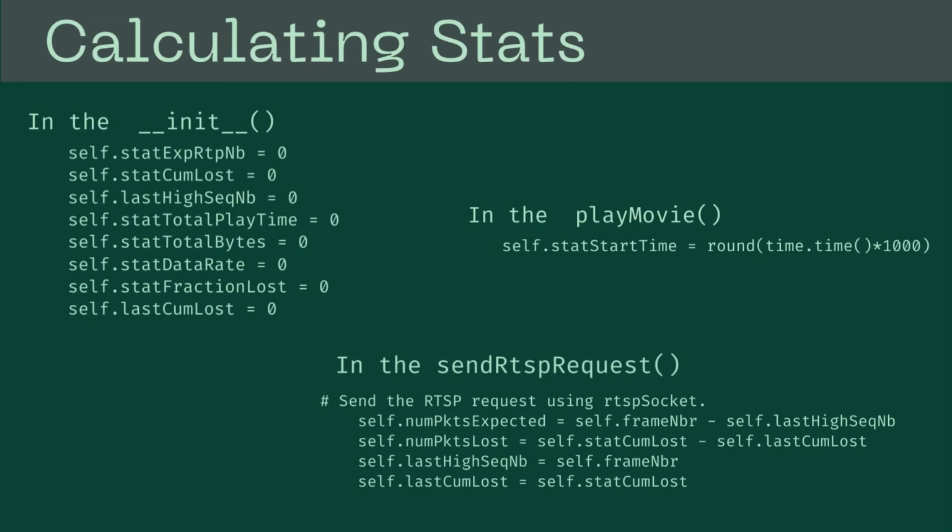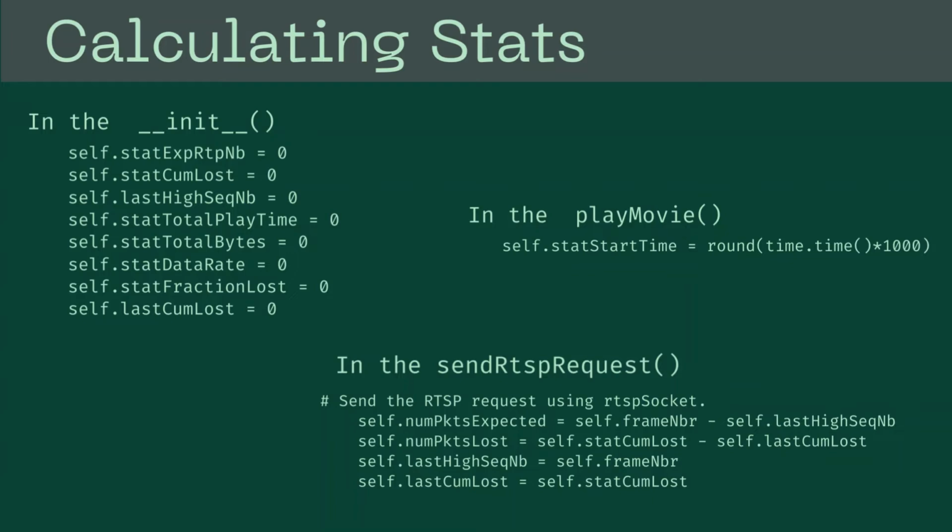This is part of the optional assignment one, which is calculation of statistics of the streaming. Here we have calculated three parameters, which are frame loss rate, the data streaming rate, and the total number of bytes streamed, for which we have to initialize some extra variables in the client class.